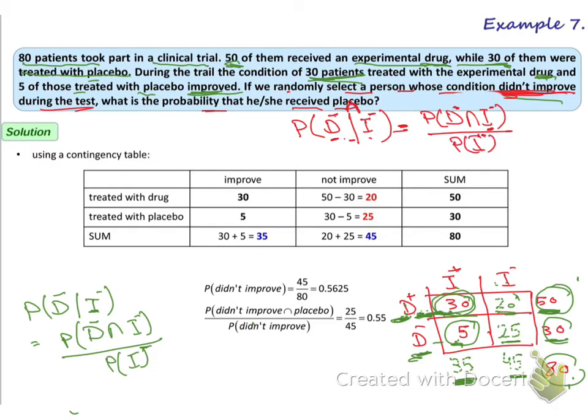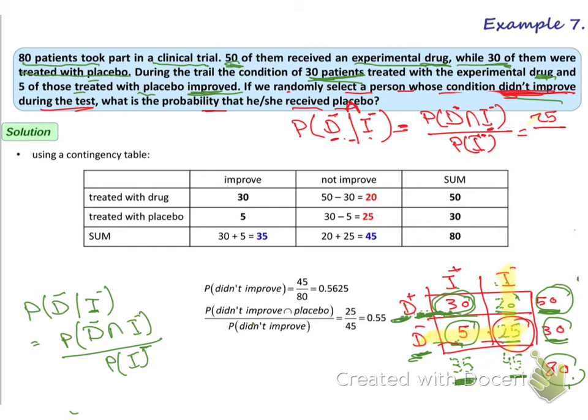Okay, so this equals the probability of D negative intersect I negative. Here D negative and this is I negative, so it is the 25 here. So it will be D negative, I negative, 25, divided by the probability of I negative.